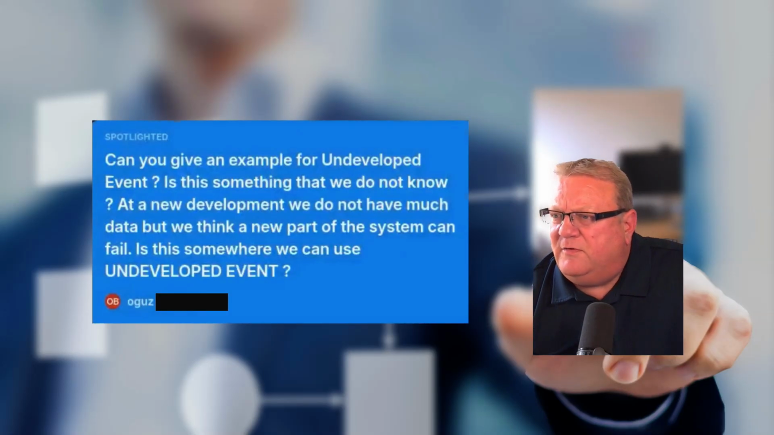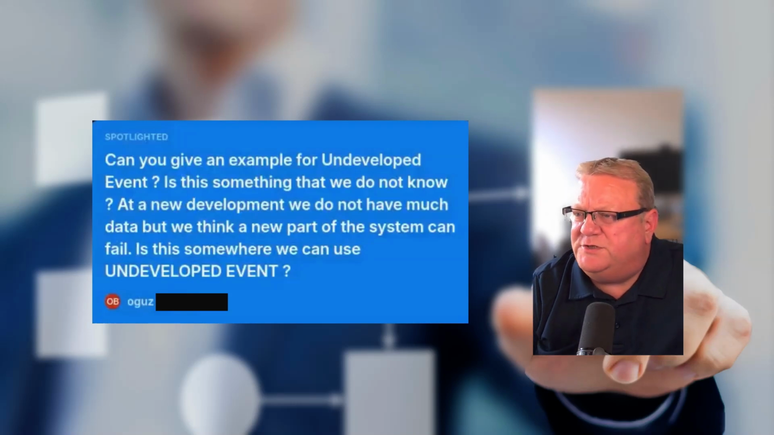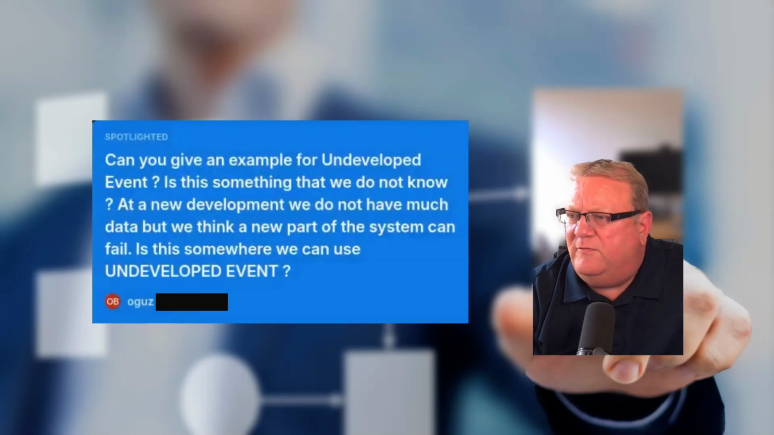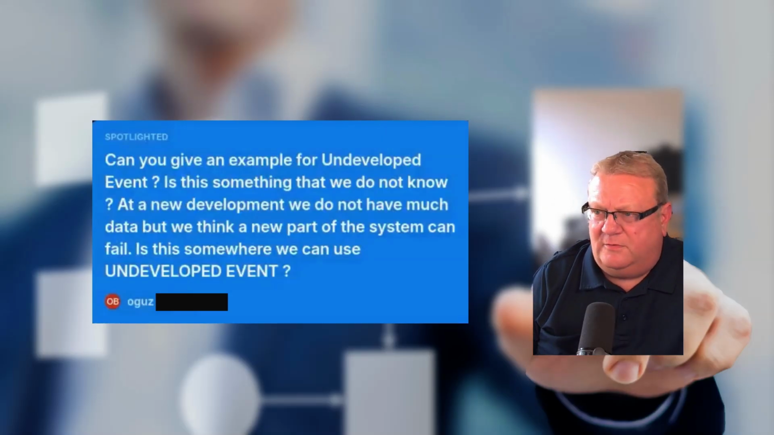Can you give me an example of an undeveloped event? Is this something we do not know? A new development, we do not have much data. We think a new part of the system can fail. So your suggested example, in new development, we don't know how much data we've got about how something is going to fail. You could use an undeveloped event to at least include it in the system.